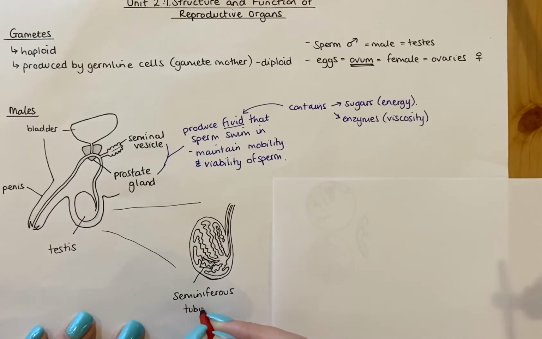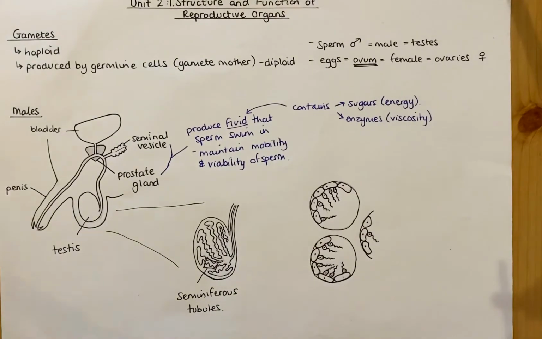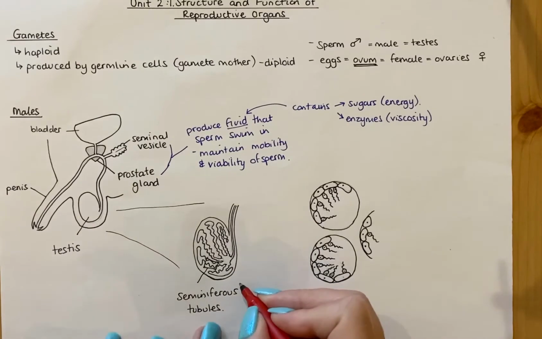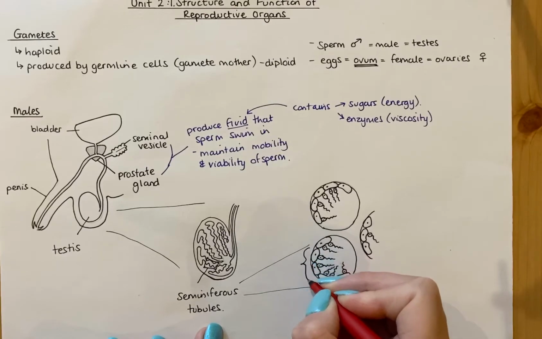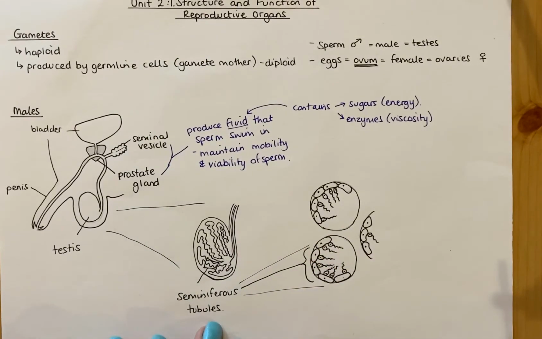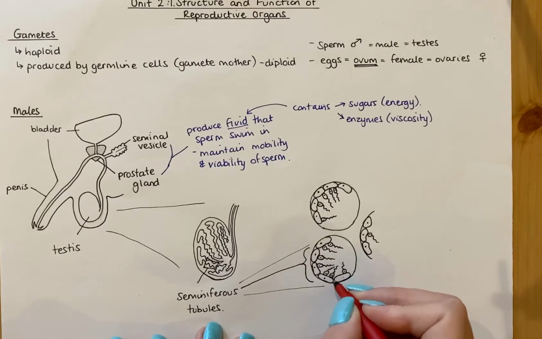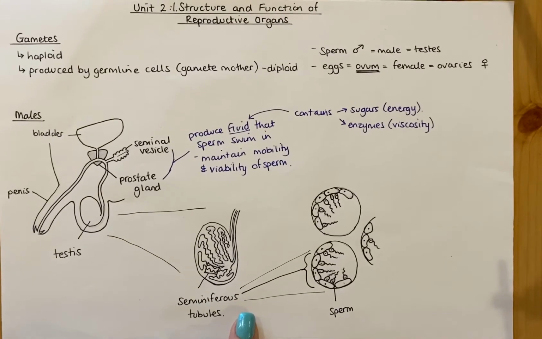And normally what you'll see is a view of it much more zoomed in than that. And that's what I've drawn over here. So that seminiferous tubule would basically be one of these. Okay, so this whole structure here is also a seminiferous tubule. Now you'll see within these seminiferous tubules that there are sperm. Okay, so this seminiferous tubule is the site of sperm production.